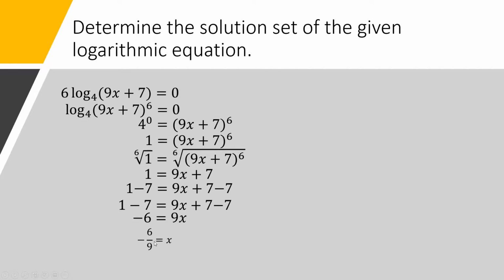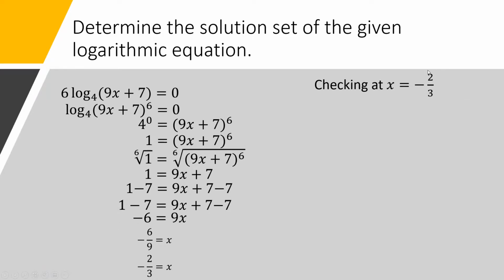So we have negative 6 over 9, and then reduce to the lowest terms. Then we have negative 2 over 3 as our value of x. But this is not yet the confirmed value of x. We have to do the checking at x equals negative 2 over 3.